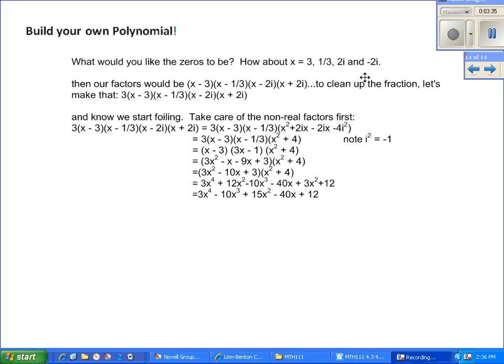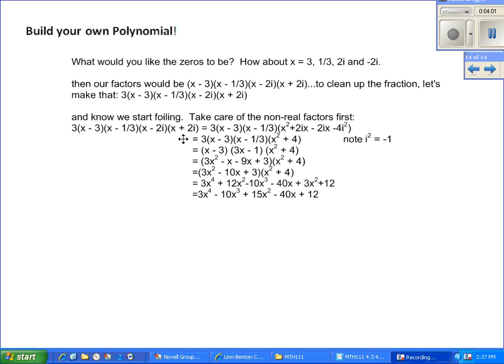So with those zeros, I know I need these factors. x subtract 3, x subtract 1/3, x subtract 2i, and x plus 2i. Then to clean up the fractions, what I'm going to do is put in a coefficient of 3, because that's going to clean up my 1/3 and clear out the fractions. So we're going to start FOILing, and it's easiest to take care of the non-real factors first. So the x subtract 2i and x plus 2i, I'm going to FOIL those together.